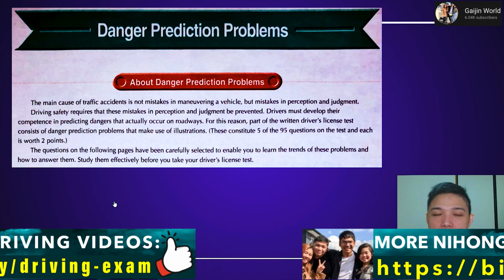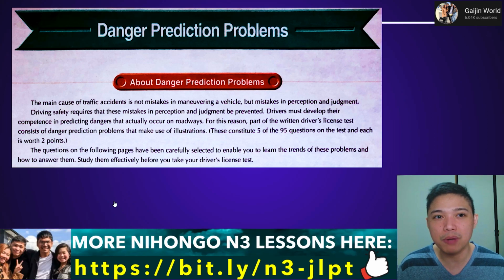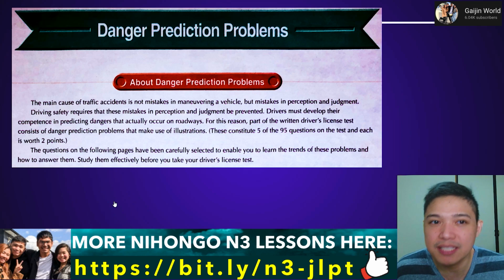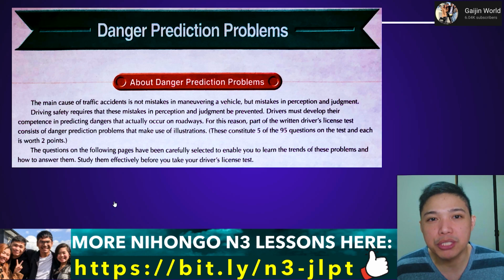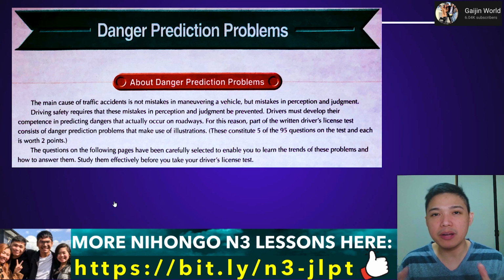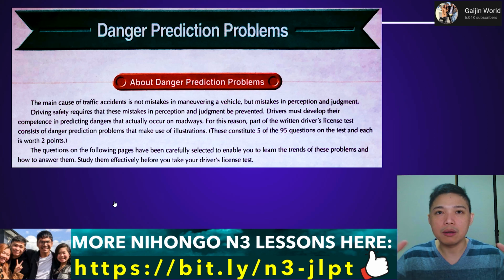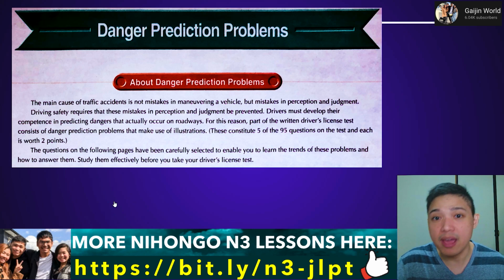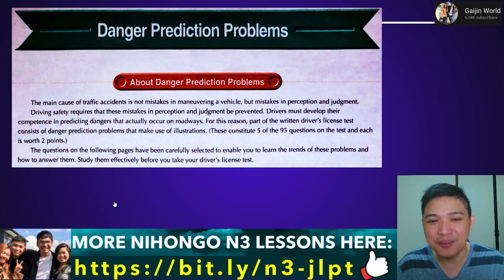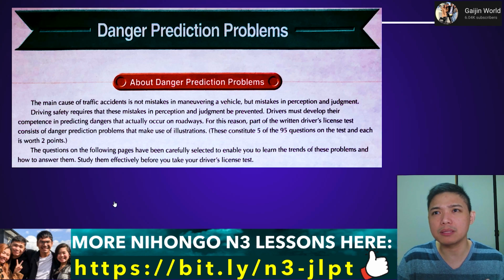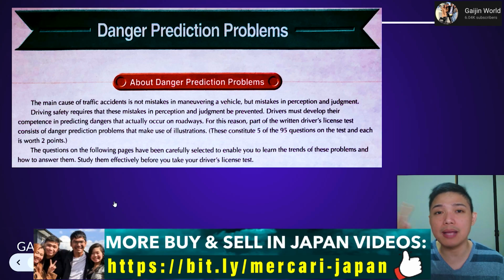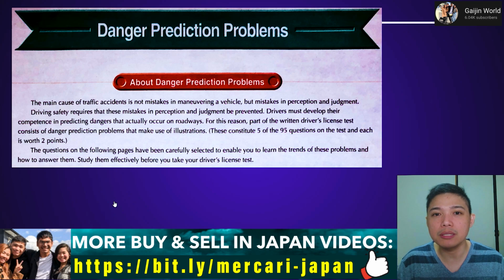So as you can see on the screen, for danger prediction problems, the main cause of traffic accidents is not mistakes in maneuvering a vehicle, but mistakes in perception and judgment. So it's very important for us to predict what's going to happen next, especially when we are driving. It's not predicting exactly what will happen, but you have to think ahead about what may happen during the time that you are driving.